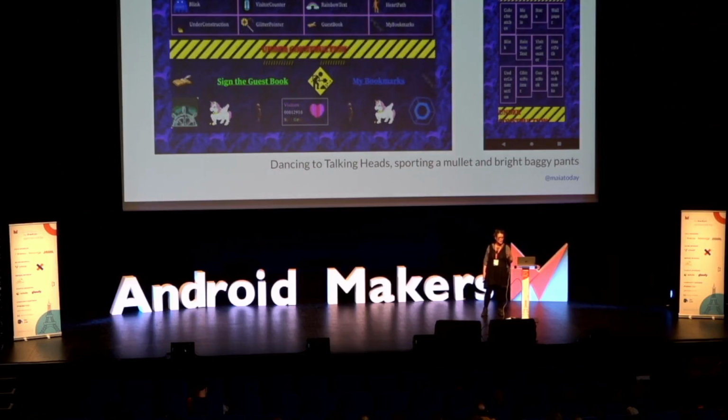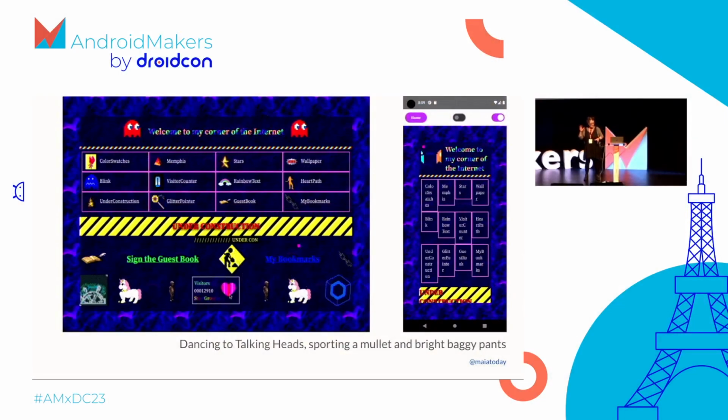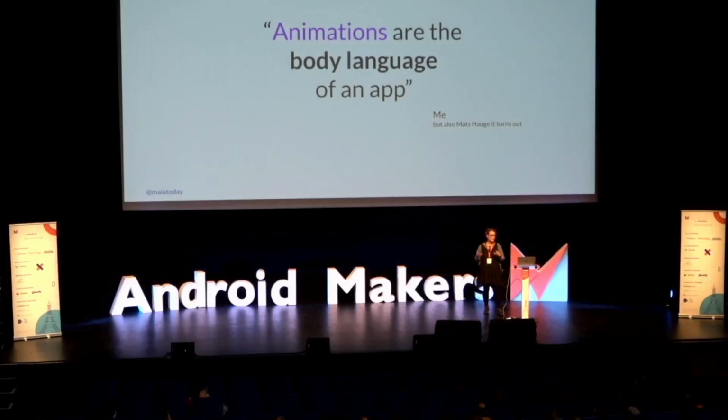Now, if we look at this, what does this communicate? This is someone dancing to Talking Heads with a mullet and bright baggy pants. But your app doesn't have to have that personality. Just like we all have different personalities and different body language, you can use exactly the same techniques and have something that's more subtle and more appropriate to your app and your brand.